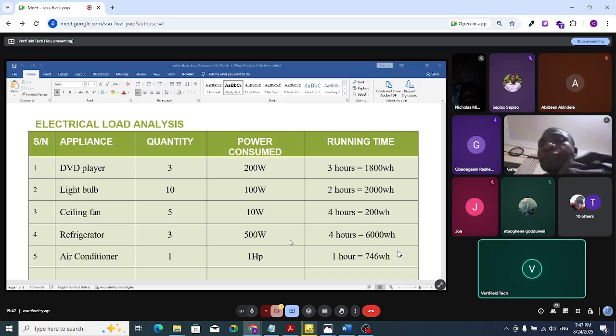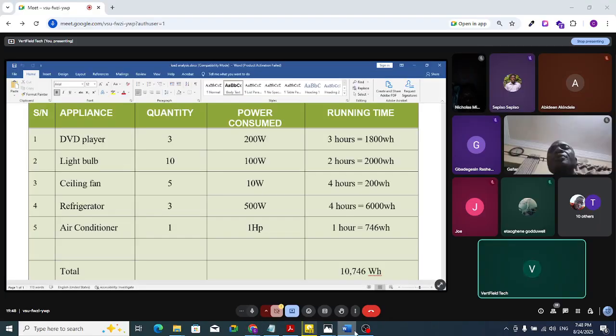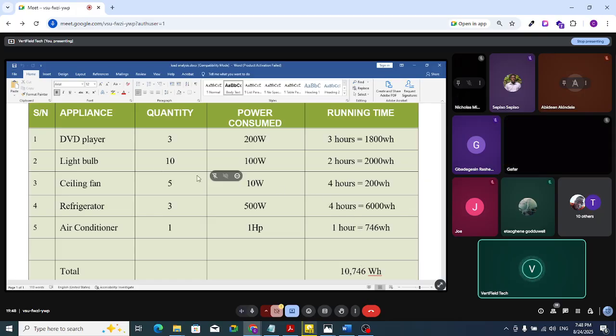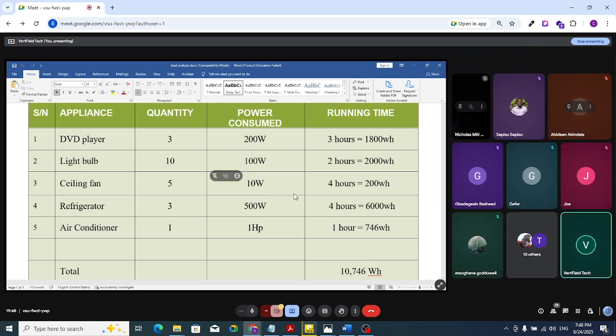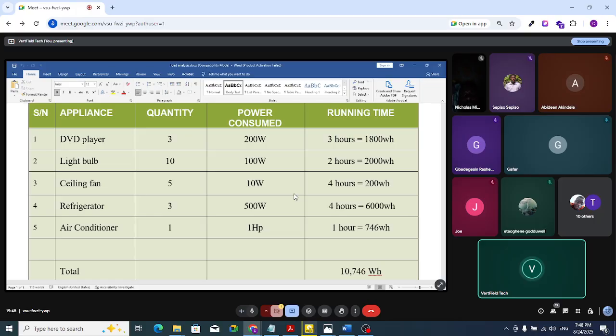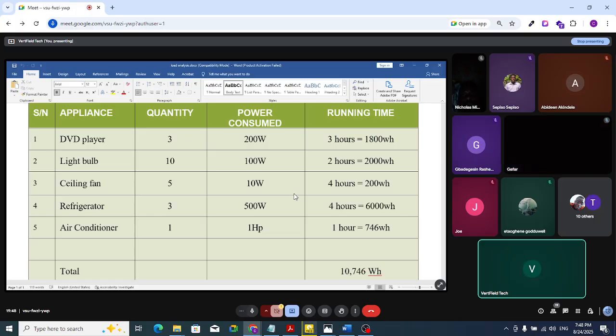Is there anyone writing here who can give us the total energy consumption? Does anyone have the total energy consumed? Alright, in order not to waste our time, let me display the energy consumed. So the total energy consumed here is 10,746 watt hours. So that is the energy need for Mr. Nicholas's facility. And therefore, we are now going to be sizing the various solar components, starting with the inverter system, which will be suitable to power up this size of loads.